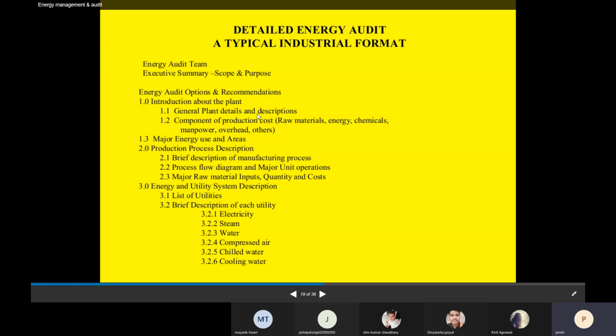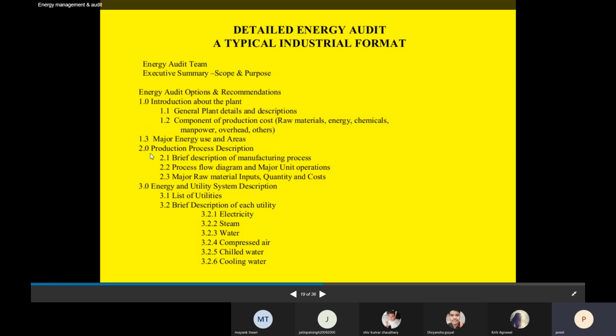If you are doing energy auditing, then you have to prepare a report, and in that report you need to cover all of these points, like the introduction about the plant in which you are doing the energy auditing. Under that you have to give the general plant details and description, component of production cost, major energy use and areas.